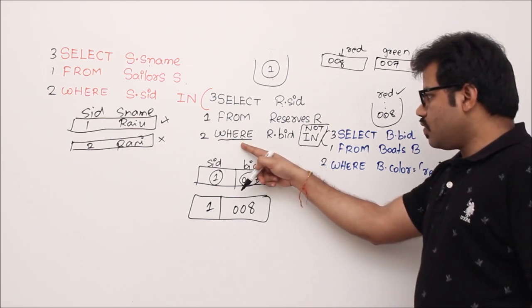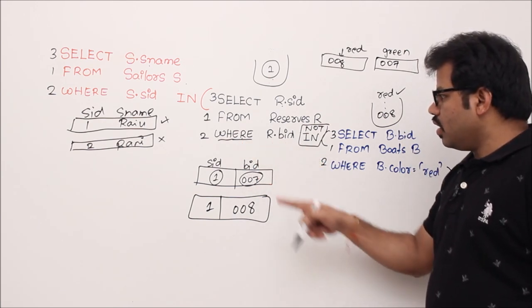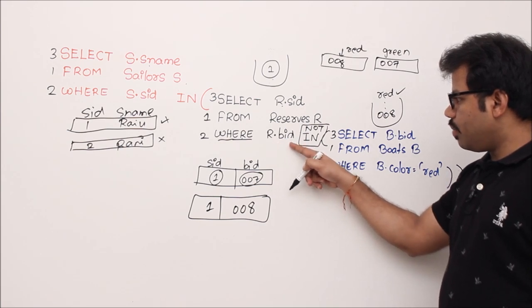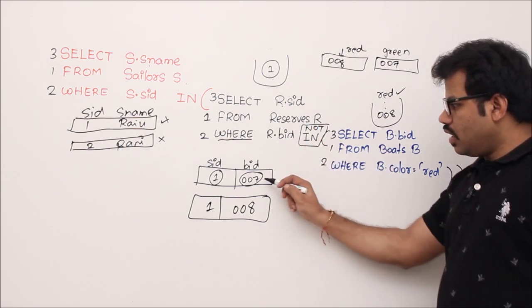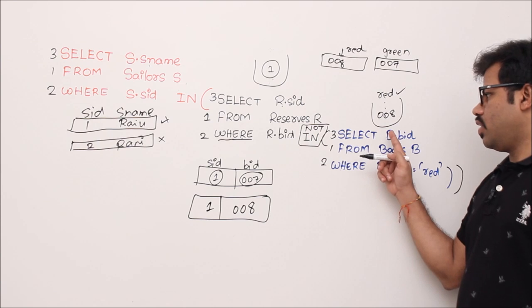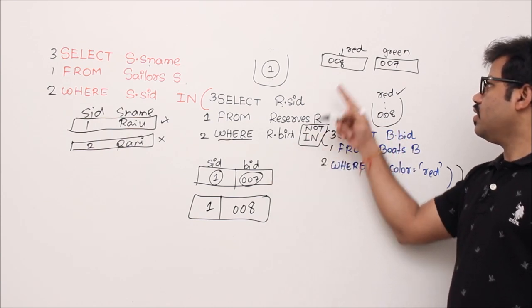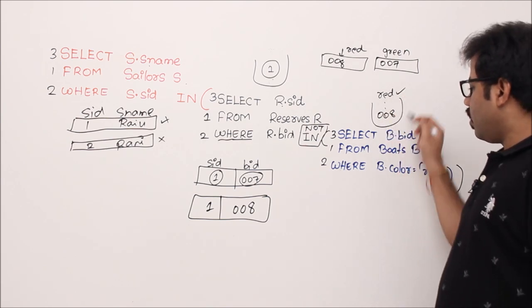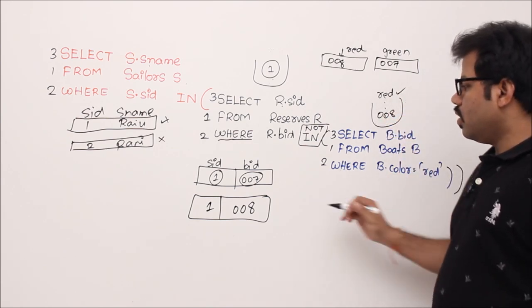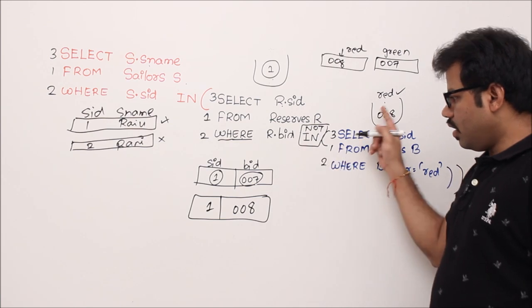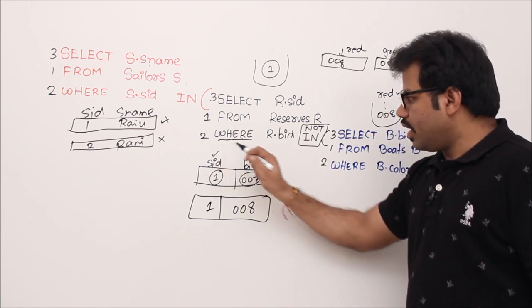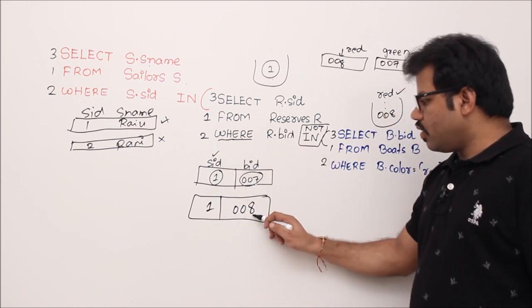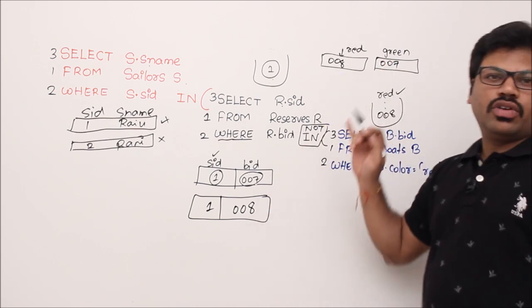Now what we are doing is taking every reservation entry and checking this ordered BID not in this condition. Here 007 is not in this set, because 007 is a green color boat, correct? I want only red color boats here. So since 007 is not in here, we are going to print SID 1. It doesn't mean that 1 never reserved a red color boat, correct?